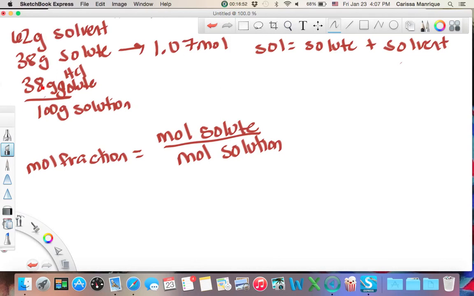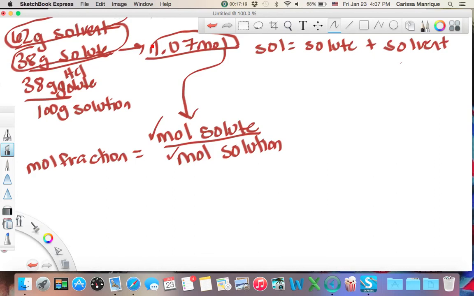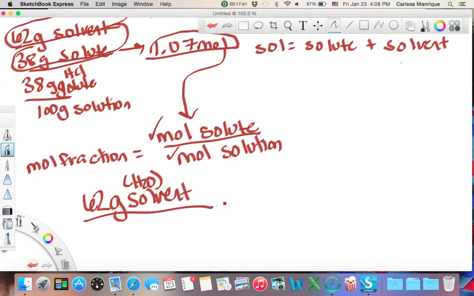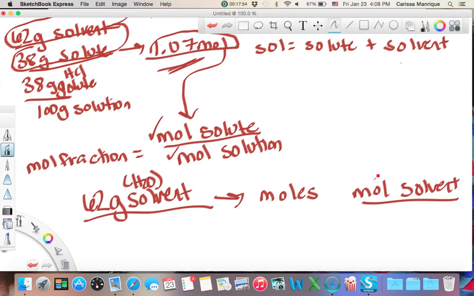Okay, so look at what we have here. We know how many grams of solvent we have. We know how many grams of solute. We already know the moles of solute. So I know that I have 1.07 moles of solute, but I need moles of solution. I have my solvent right here, and I have my solute right here, so if I want my moles of solution, I have to add those together. I already have my moles of solute, so you just need to take your 62 grams of solvent. Your solvent is water. When it doesn't tell you, then it means it's water. And you just need to convert that to moles. Then you'll have moles of solvent. I have moles of solute right here, so to get moles of solution, plug it in there.